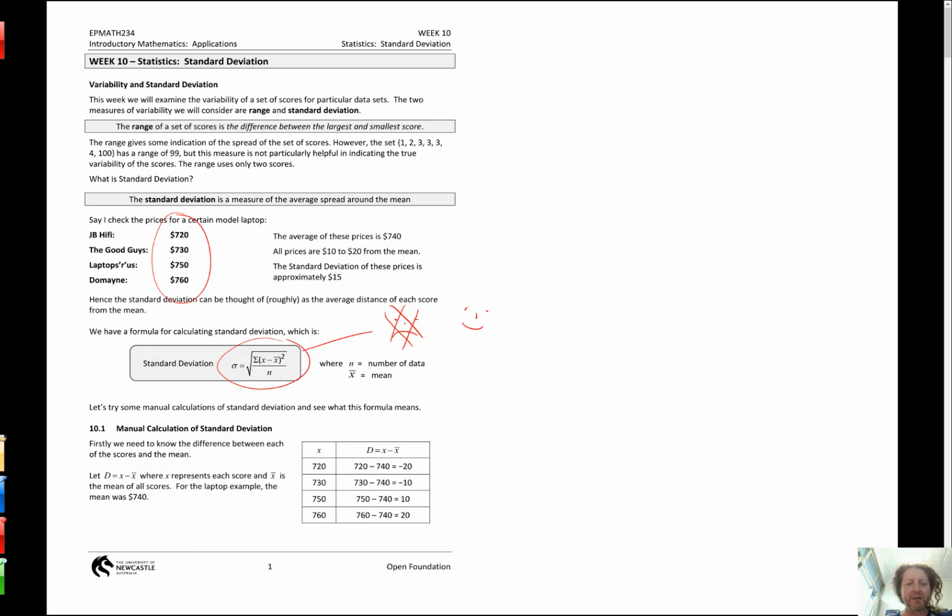Okay. Then we make a column which is the difference between the score and the mean, which is what I did before. I said that was 20 under the mean, 10 under the mean, plus 10, plus 20. So the heading on this column, I put a D there just to say, look, it's the difference, but it's x minus x bar, okay? Get the score, 720. We know the x bar is 740, so it's 720 minus 740, 730 minus 740. So hopefully that first column makes sense. It's just the difference between the score and the mean, with some plus or minuses, okay?